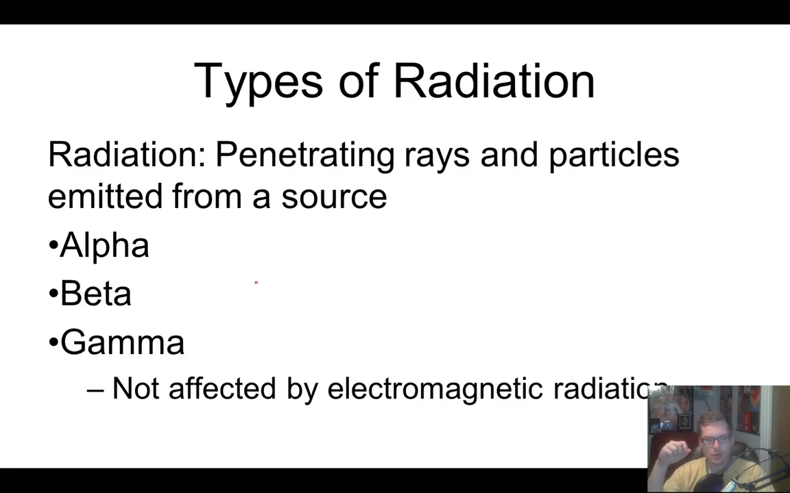This is Chem 1, Unit 2, Chapter 21, Part 2. So this is Nuclear Chemistry, Part 2. We're going to be talking about types of radiation. We're going to talk about how to write nuclear equations, balanced nuclear equations.